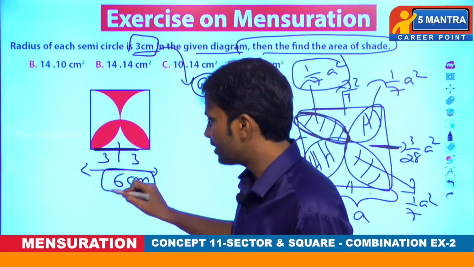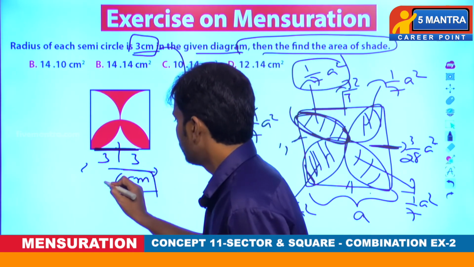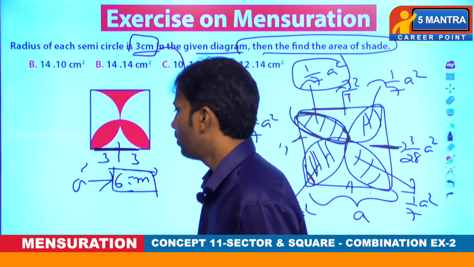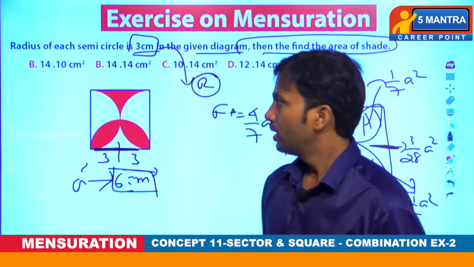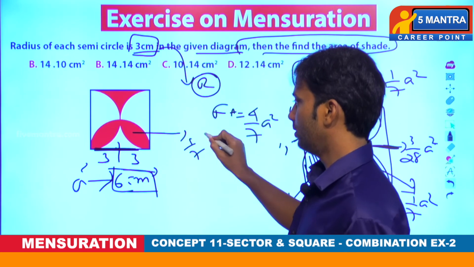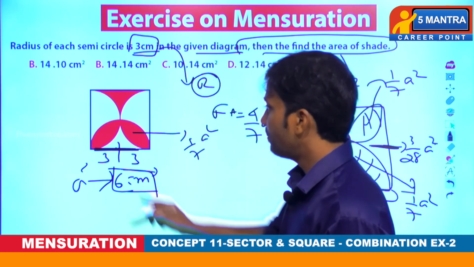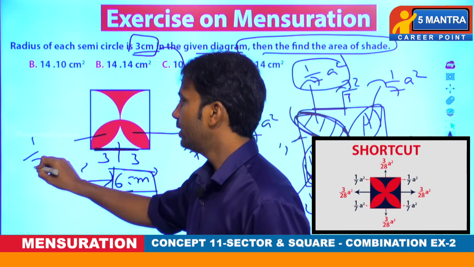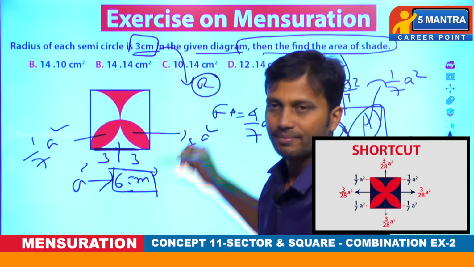Think for an instant, is this the value of a or not? A means side. Okay, this is the value of a. 6 centimeters is your side. Now this part is how much? 1 by 7 a square, according to the shortcut. That means here one more 1 by 7 a square is there. This is also 1 by 7 a square, and here only one gap is given.